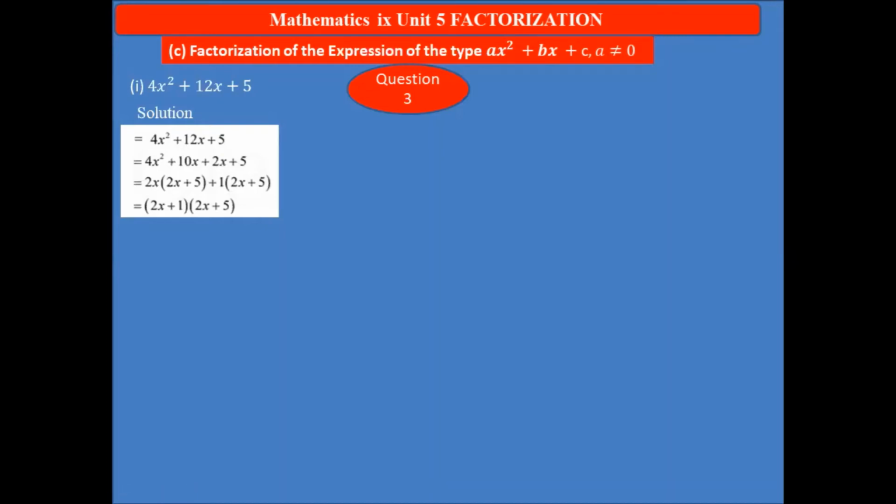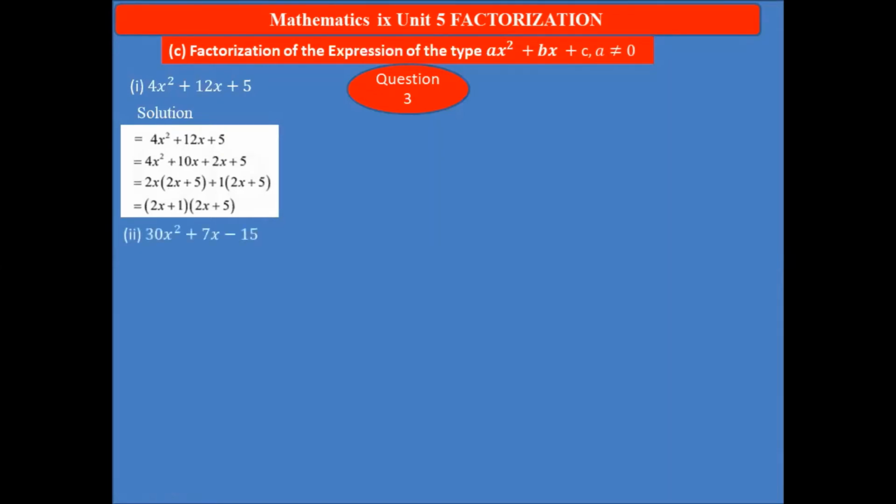So 10x and 2x. From the first two terms we can take 2x as a common factor, so we are left with 2x plus 5, and from the last two terms we can take only 1 as a common factor, so we have 2x plus 5. So 2x plus 5 we can take common, and we are left with 2x plus 1. So you can write 2x plus 1 on the left side or the right side. This is the same, no problem. These two are multiplying with each other.